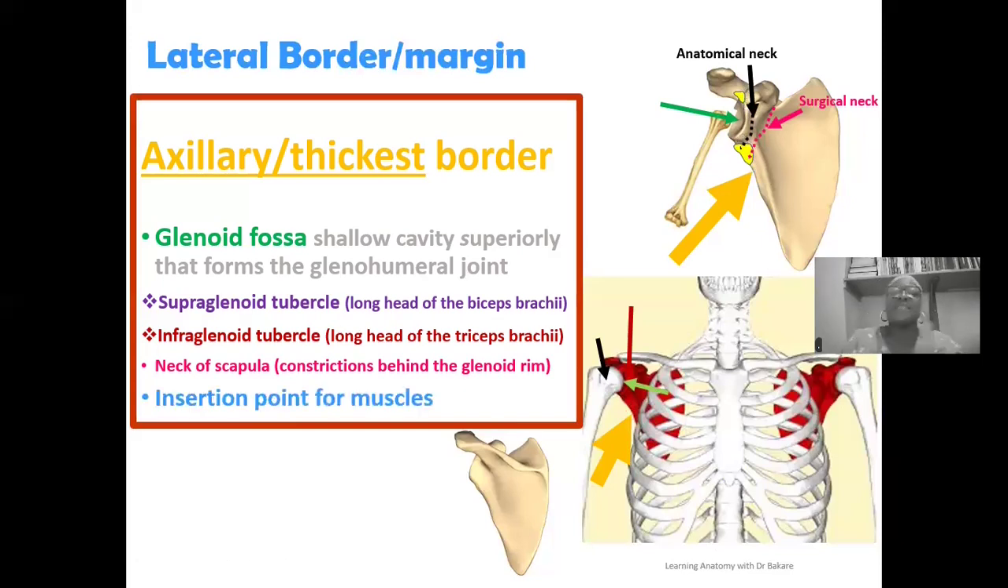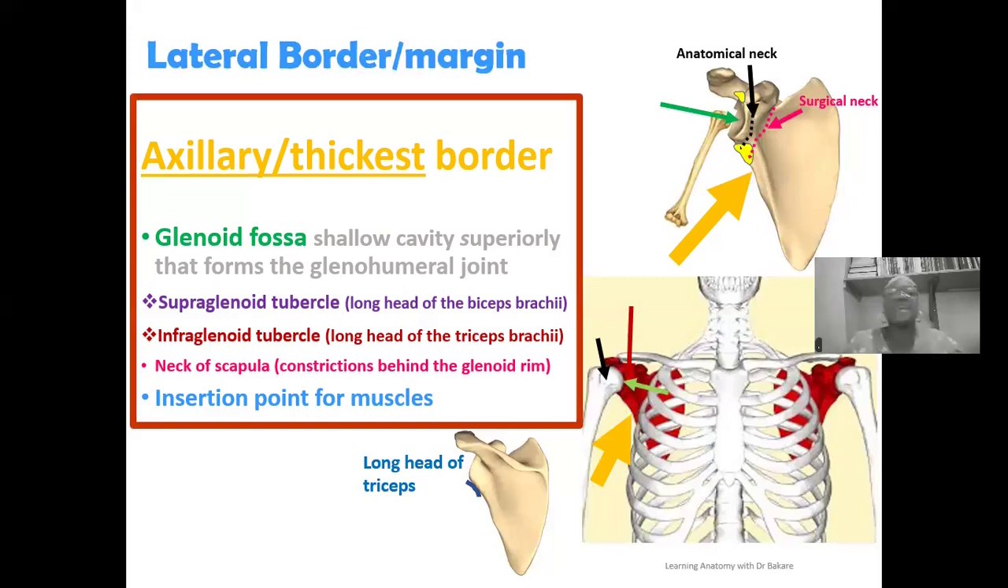The lateral border also creates attachment points for some muscles. Using this image at the lower side, this is the medial border and this is the lateral border. For the lateral border, we already described some distinct features, which include the glenoid cavity and also the supra and infraglenoid tubercles. So let's look at the muscles that are also related to the lateral border. At the inferior region here of the glenoid cavity, remember we said we have a tubercle that is referred to as the infraglenoid tubercle. This infraglenoid tubercle allows for the accommodation of the long head of the triceps brachii muscle.